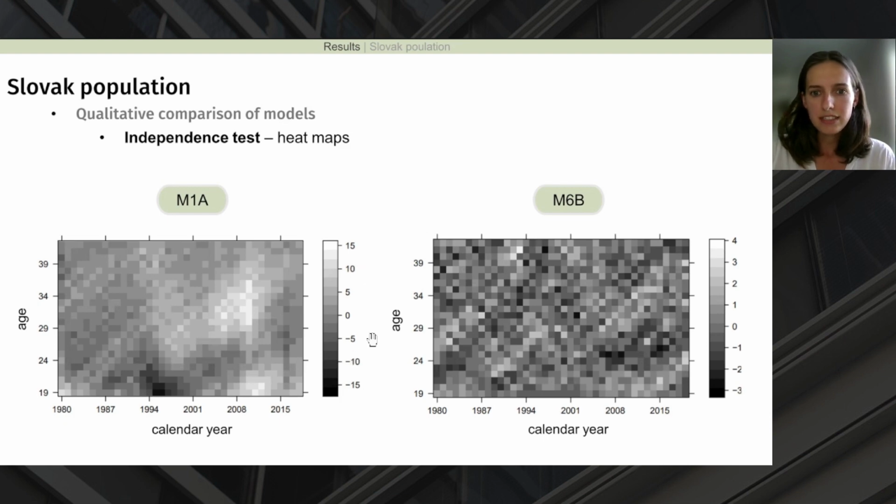Here we can see that there is a range between -15 and 15, and here we can see that the level is between -3 and 4. So based on this comparison, we can conclude that model M6B is more suitable for Slovak population.